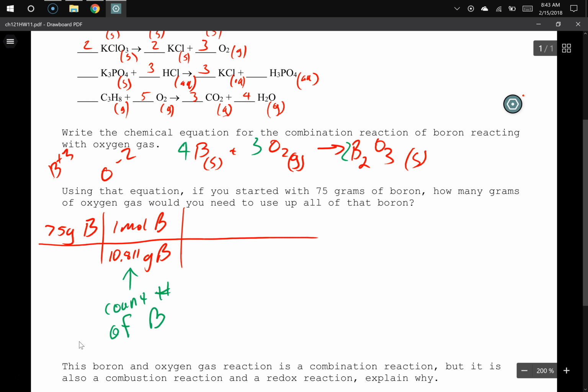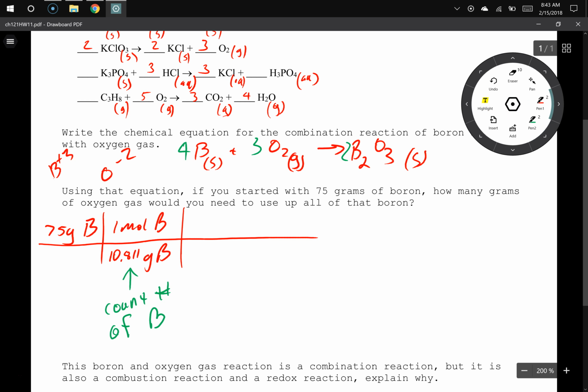The reason I caught myself at that spot is because I need to know how many borons there are, because this chemical equation doesn't care about the mass of borons or oxygen. It needs to have 4 B's and 3 O2s. So the first step was for me to figure out exactly how many B's I have. So every time I have 4 borons, I'm going to need to put 3 O2s in there. And so I'm going to manage that by saying for every 4 moles of boron, I need 3 moles of O2.